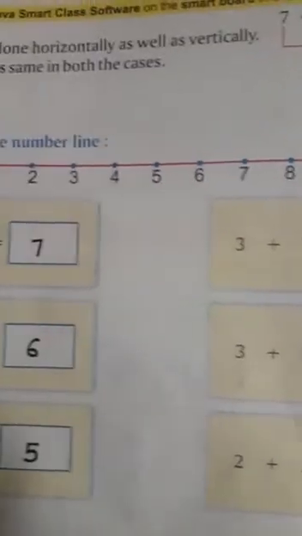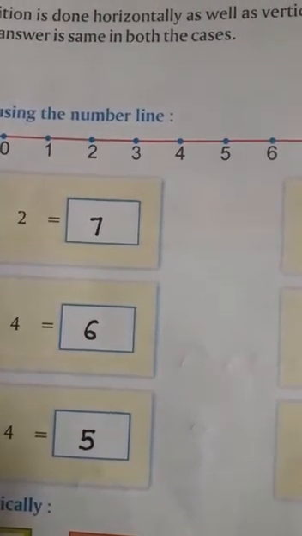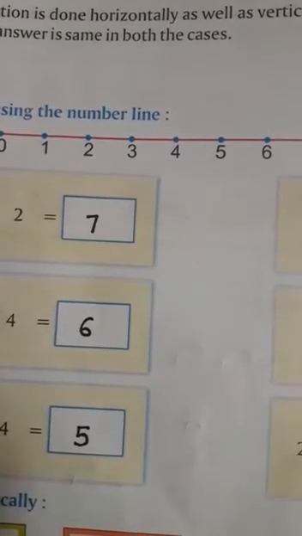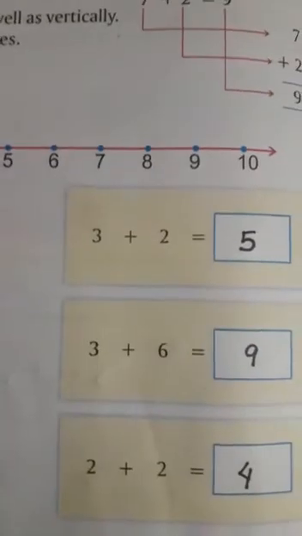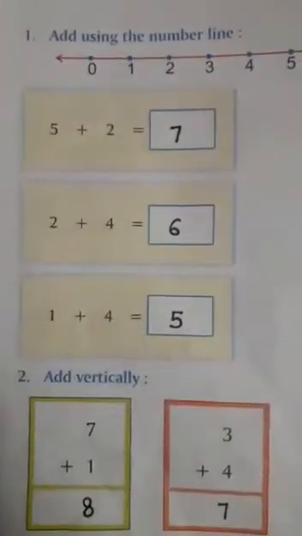Next, 2 plus 2. That means our first jump is from 0 to 2. Then another 2 jumps we have to take, 2 to 3 and 3 to 4. So the answer is 4. Okay, that's all for horizontally. Now come to the vertically.